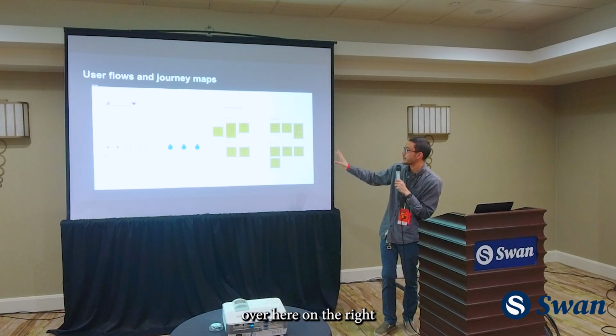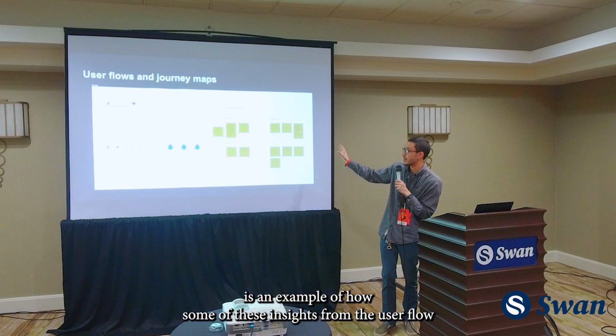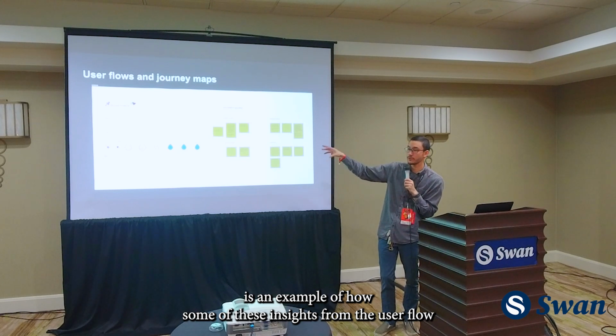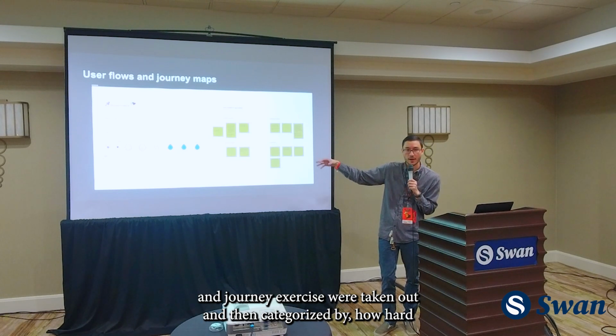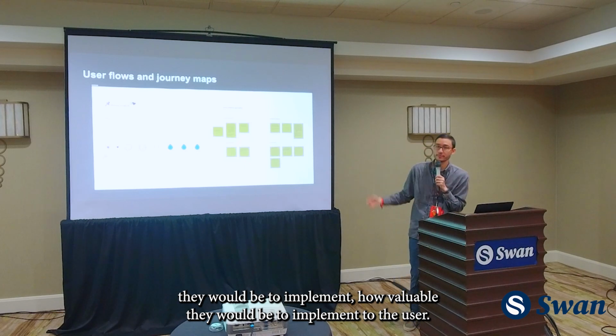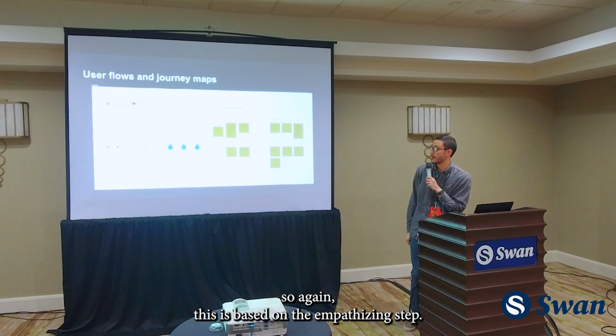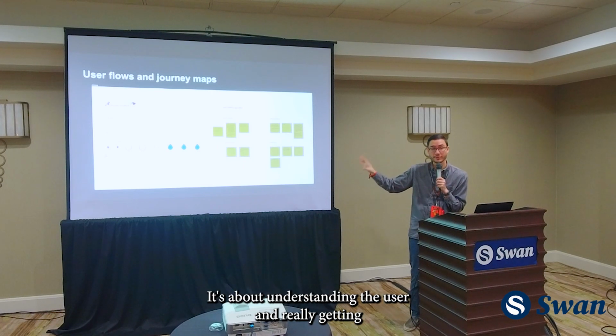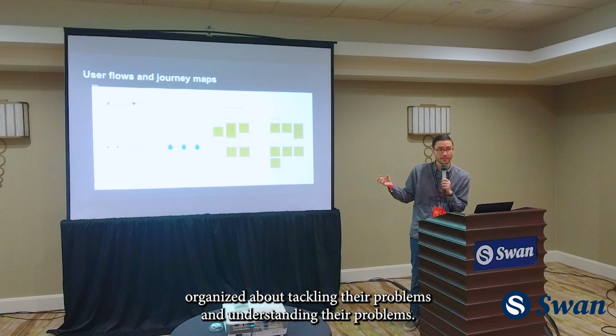Over here on the right is an example of how some of these insights from the user flow and journey exercise were taken out and then categorized by how hard they would be to implement and how valuable they would be to implement to the user. So again, this is based on the empathizing step. It's about understanding the user and really getting organized about tackling their problems and understanding their problems.